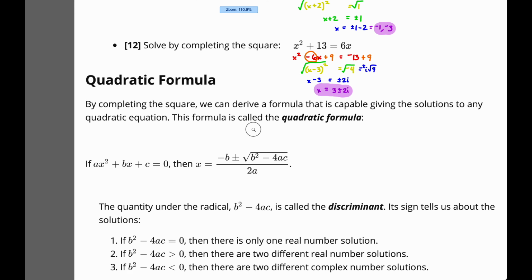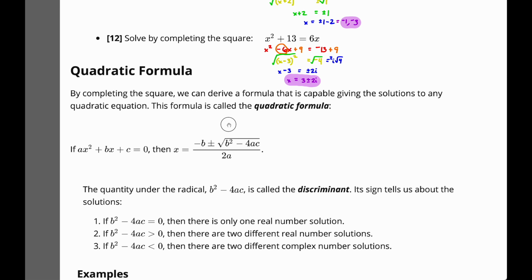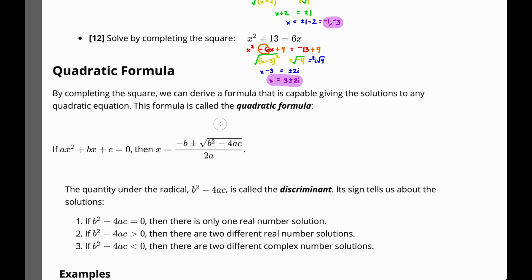Okay, there is a third way of solving quadratic equations called the quadratic formula. By completing the square, you can derive a formula that is capable of giving the solutions to any quadratic equation. I'm not going to really waste time on that. There is a video that I already made that goes over where this quadratic formula comes from. So if you are interested in that, definitely check it out.